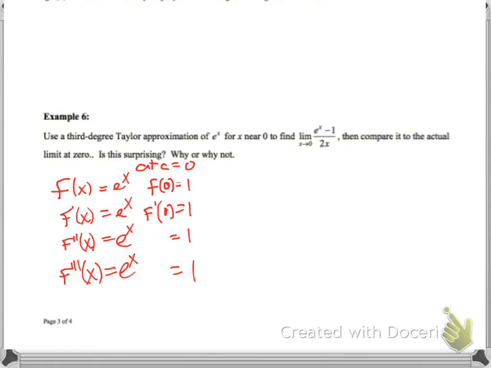You put in 0, the center. Remember what we call that? Centered at 0? The Maclaurin series.